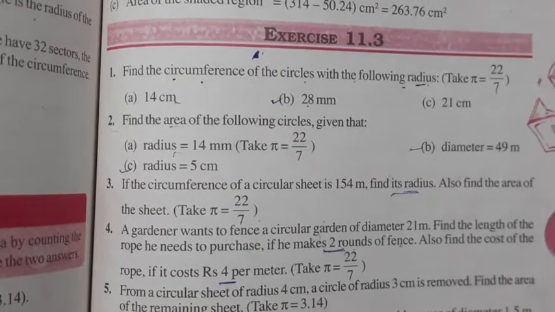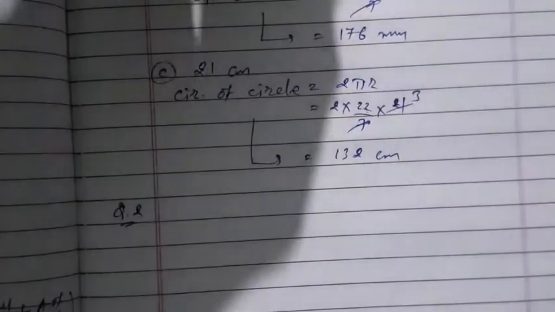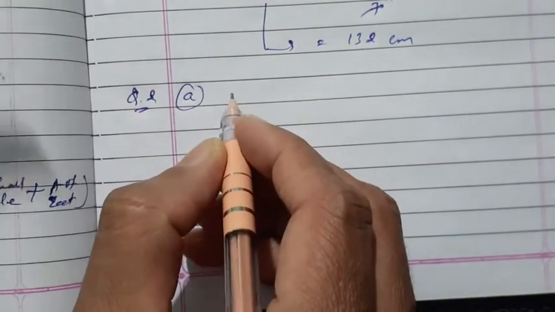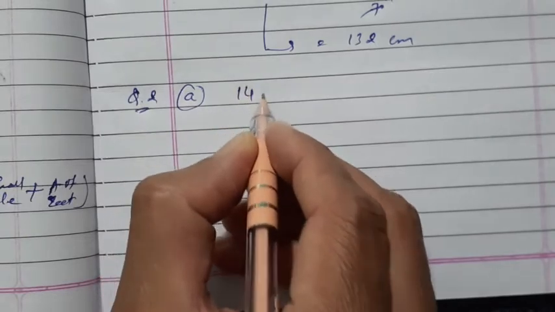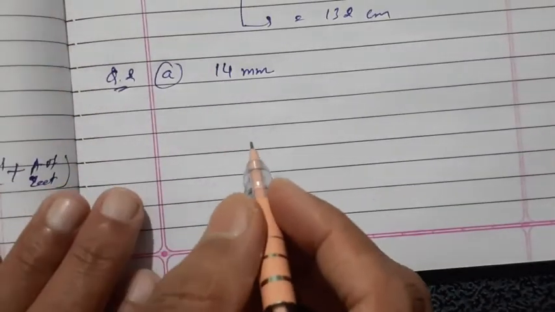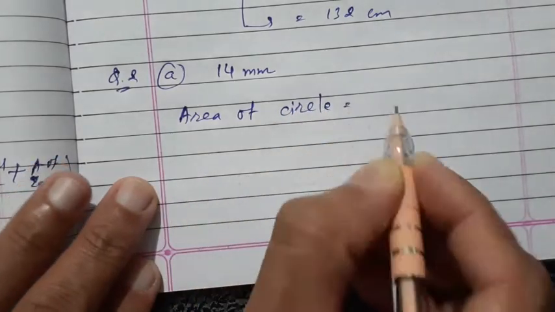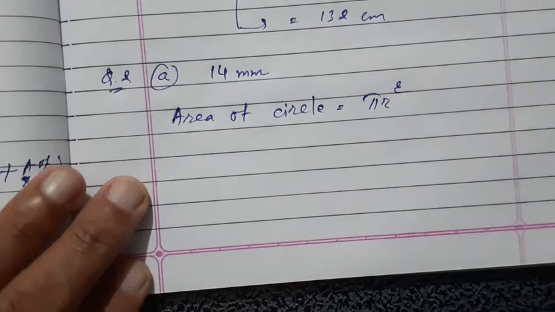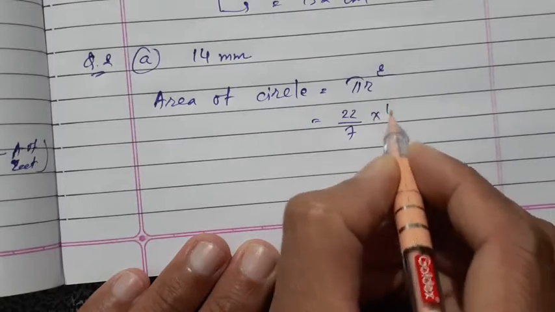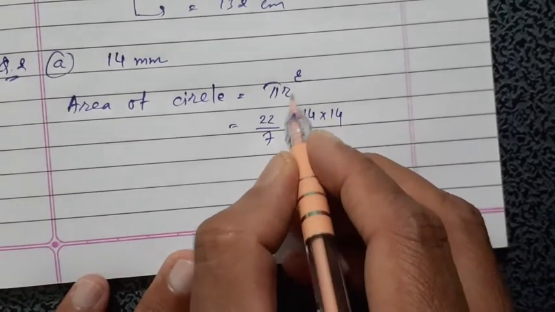Find the area of the following circles. Area to find out, where the radius is given and pi is given. A, in that what is the measurement? 44 millimeter, that is the radius. You want to find out the area. So area of circle equal to pi r square, we know that. So 22 divided by 7 into 14 into 14, 2 times, right? R square is there, so take r 2 times.